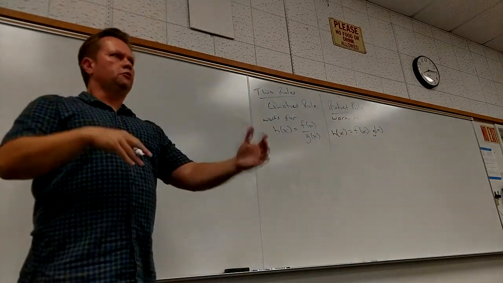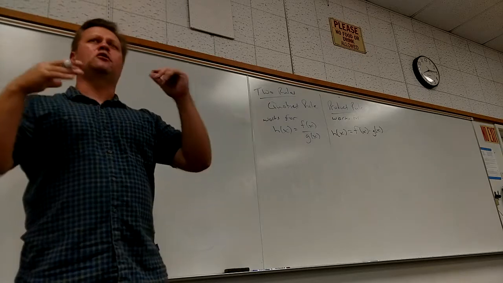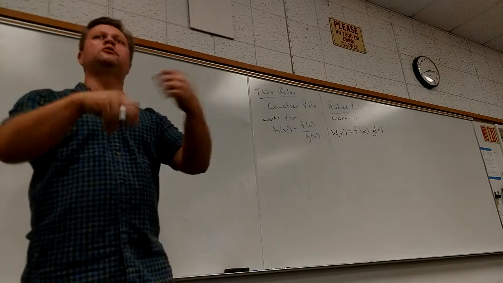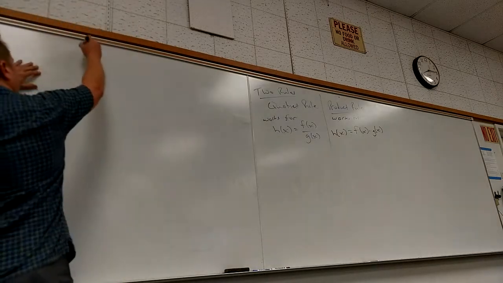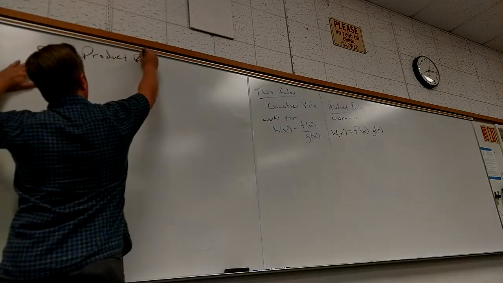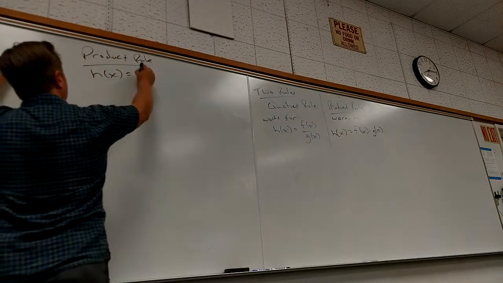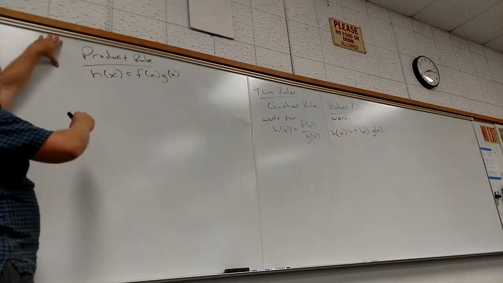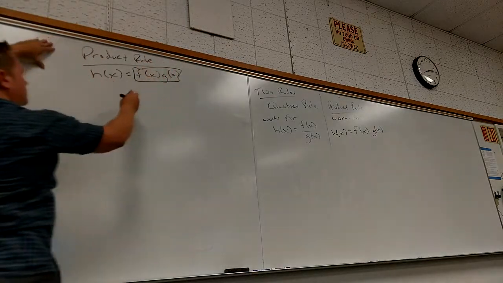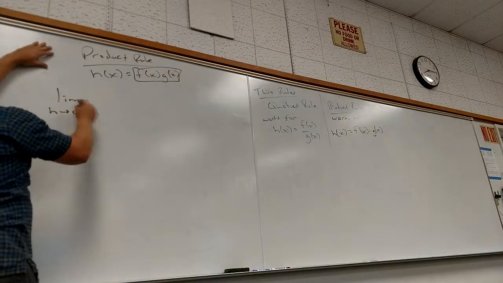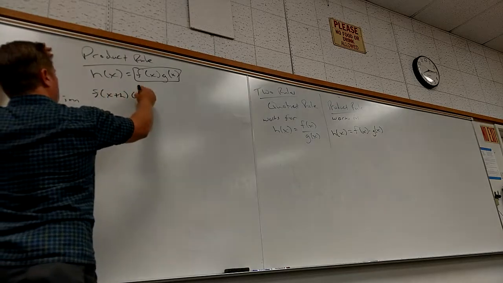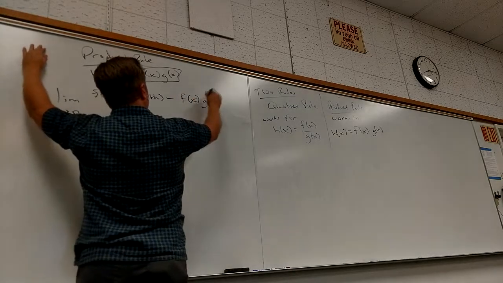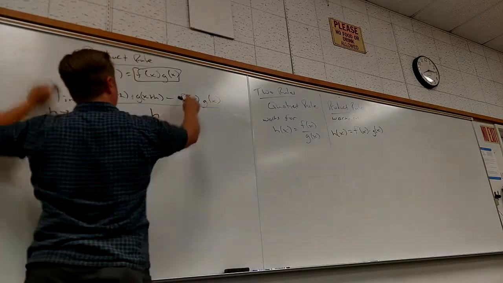Anytime we want to prove a rule involving derivatives, we have to go back to the definition of derivative. It's a limit process. So we use that process to prove things now. So I want to look at this. And so I need the limit as h goes to 0 of f of x plus h, g of x plus h, minus f of x, g of x, all over h.